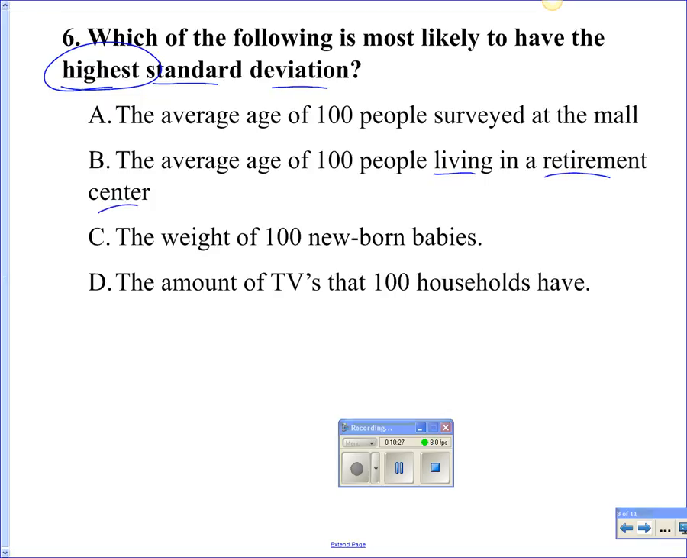C, the weight of 100 newborn babies. Well, babies are all born with different weights, but they're pretty much 6 pounds, 7 pounds, 8 pounds, 9 pounds. Doesn't vary much more than that. D, the amount of TVs that 100 households have. Well, most people have 1, 2, or 3 TVs. So I'd say A has the biggest variety. The age of people at a mall, you've got babies and you've got all the way up to people in their 90s.